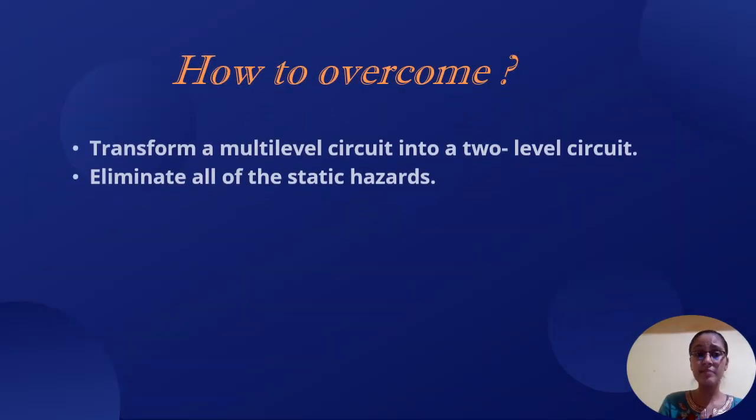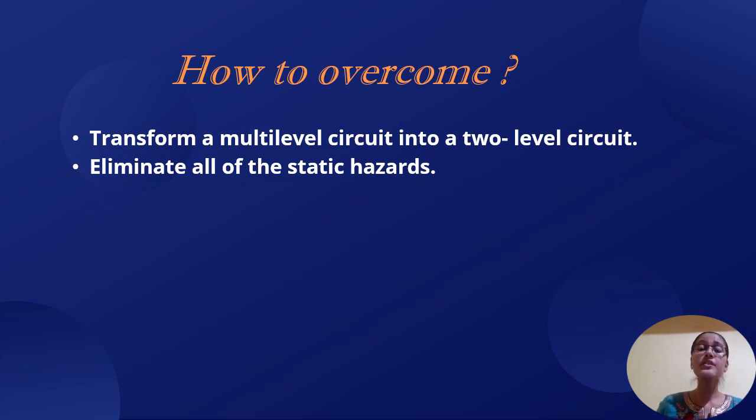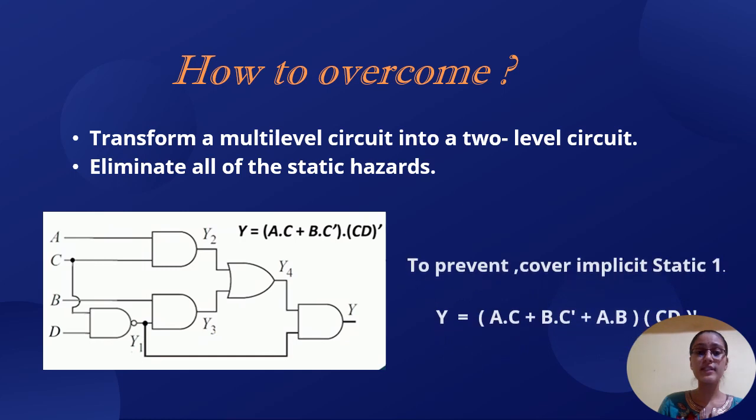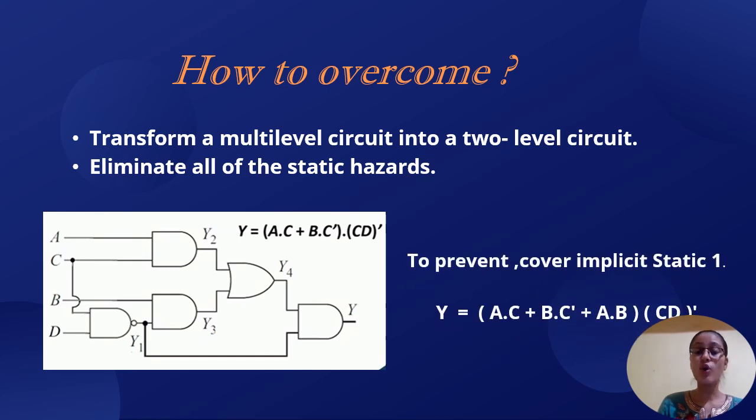So how to overcome this dynamic hazard? Transform a multi-level circuit into a two-level circuit. Eliminate all of the static hazards as I mentioned before. So this is the previous example which I've taken. In order to prevent the dynamic hazard from occurring, first the basic thing is we should cover the implicit static 1 hazard. So how can we do that? By adding AB. If we add AB to the expression, then we can cover the static 1 hazard.